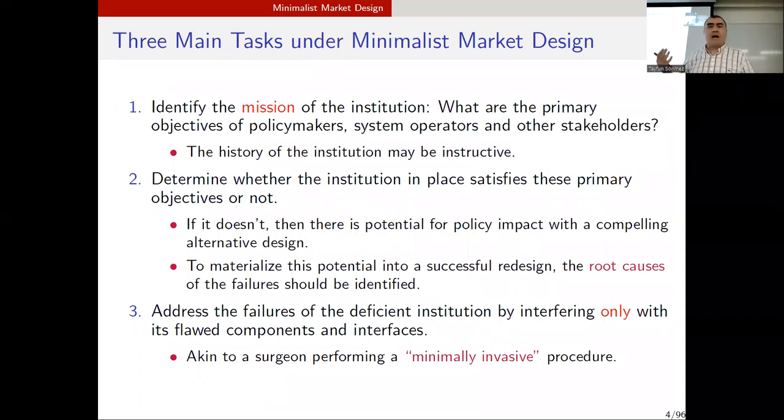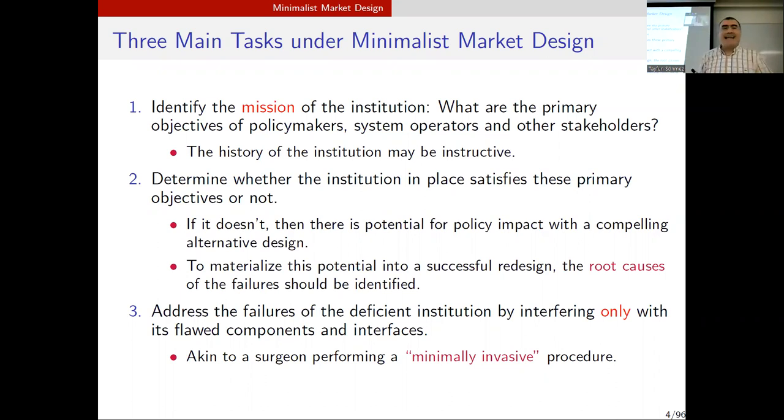In minimalist market design, there are three main tasks from the perspective of influencing policy. So when I see a broken institution, for instance, and I want to change it, this is how I attack it. These are the main tasks.